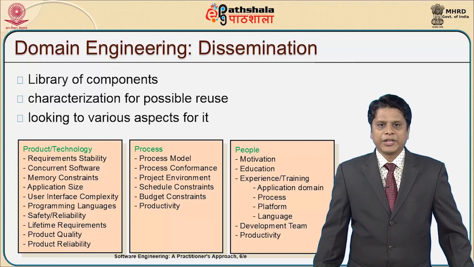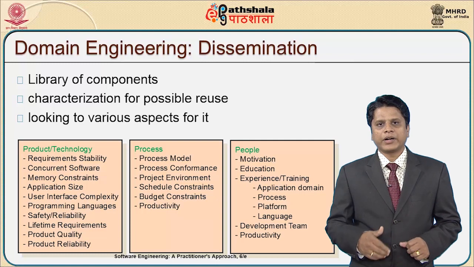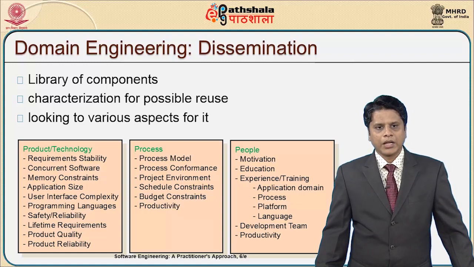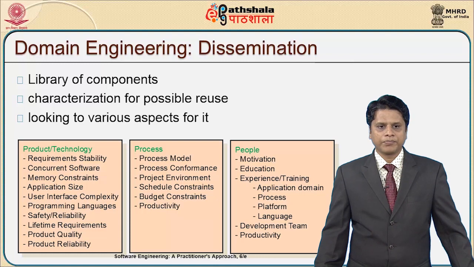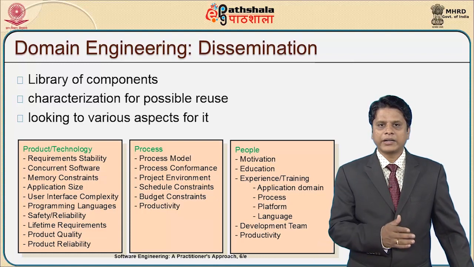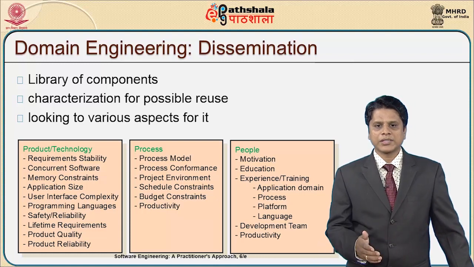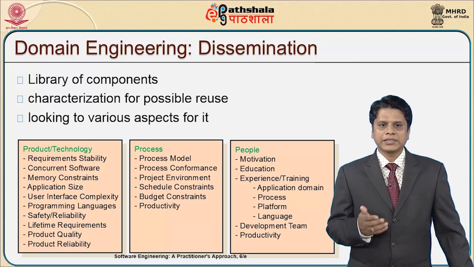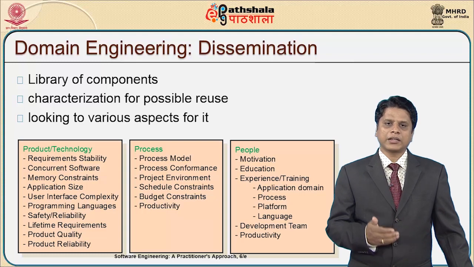Domain engineering dissemination. This is part of the deployment model. This has a library of components and has characterization for possible reuse, looking at various aspects, starting from product and technology to process to people. If you look at these 3 P's, this domain engineering dissemination looks at different perspectives.